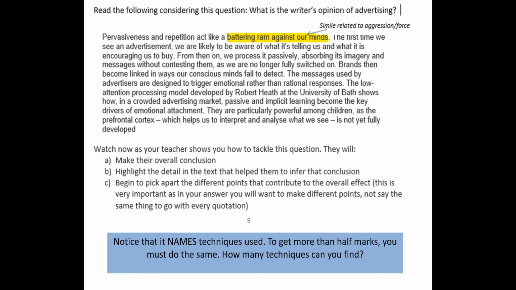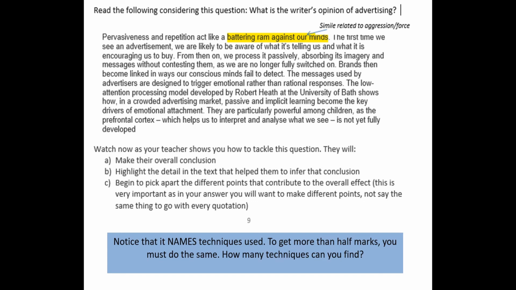Another example might look as follows, and this is the one taken from the booklet. You can see how it'd be written underneath, A, B, C, and the question is now, what's the writer's opinion of advertising? You have the text underneath beginning with pervasiveness, and it ends with not yet fully developed. And what you'd be looking for is once again around 5 facts, 5 quotes to prove the writer's opinion of advertising.